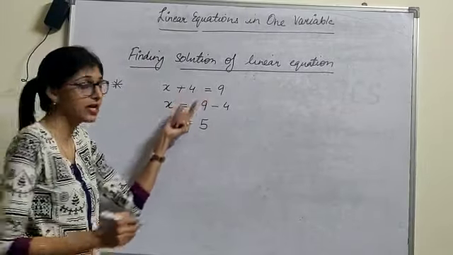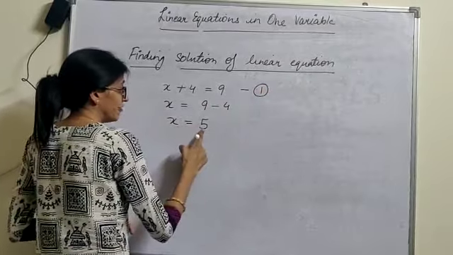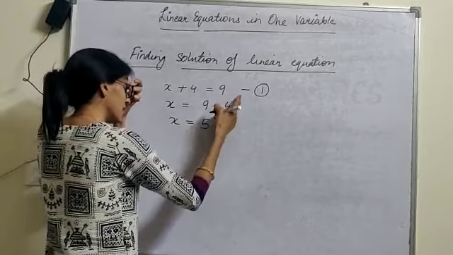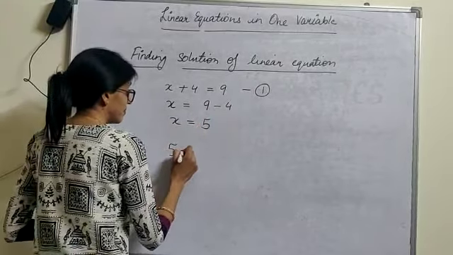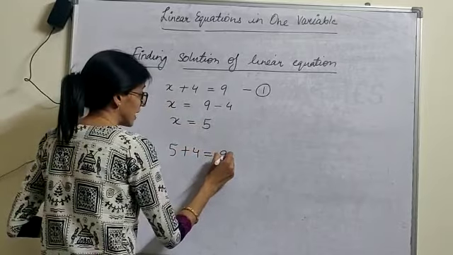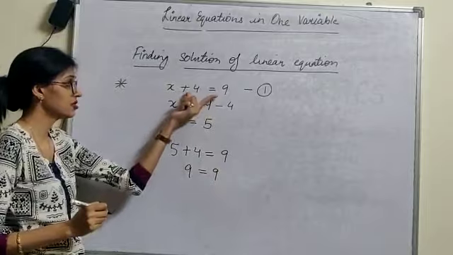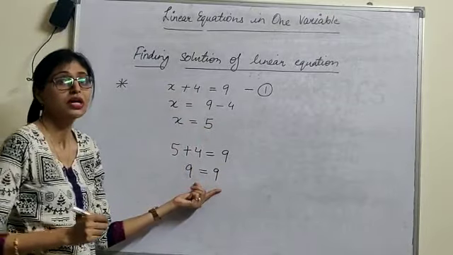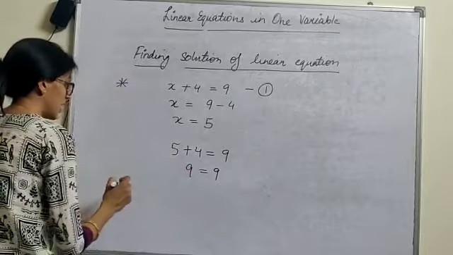If you want to check, you can check. This is your equation. Put the value of x equals to 5 in this equation. Where you find x, put the value 5. 5 plus 4 equals to 9. 9 equals to 9. So this is the solution and this is true also. We have verified it. Okay. This is the first part.